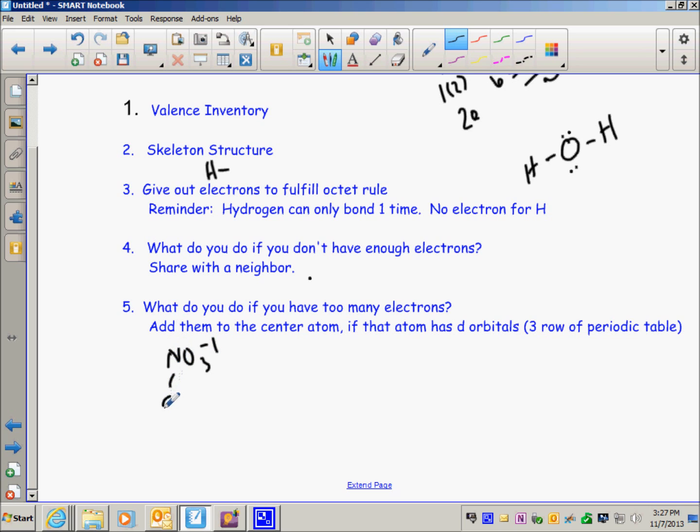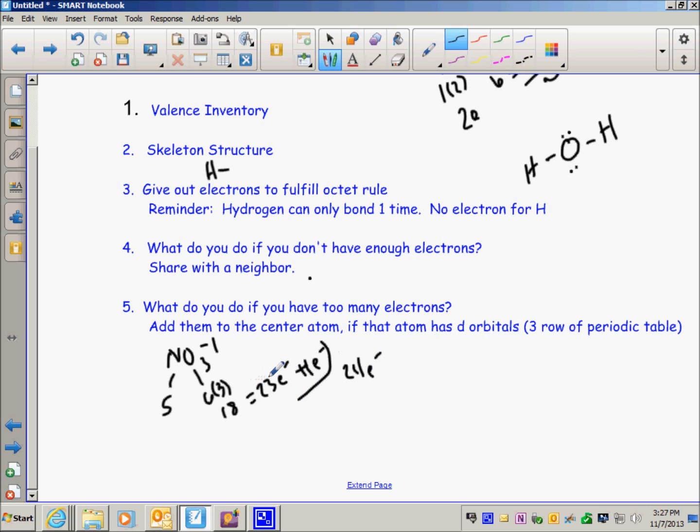This is going to give me 5. This is going to give me 6 times 3 is 18. 18 plus 5 is 23. Now, 23 electrons, of course, is odd. This is not really allowed. You can't really have an odd number of electrons, at least not for our purposes. Add 1 more electron onto this thing, and we get a grand total of 24 electrons.